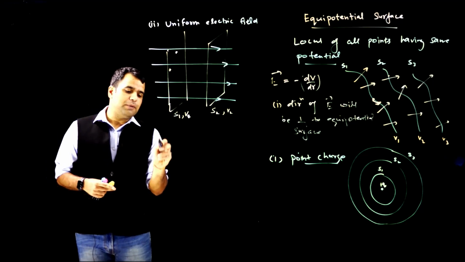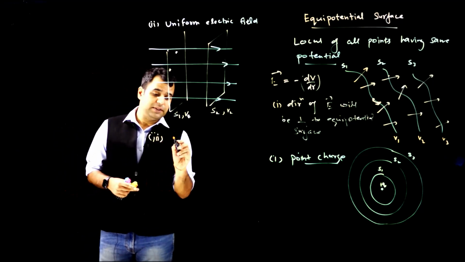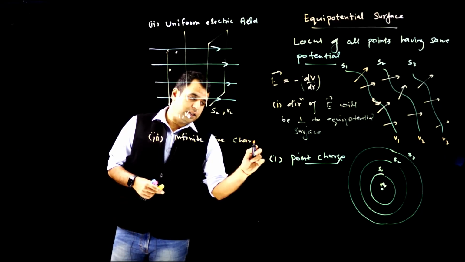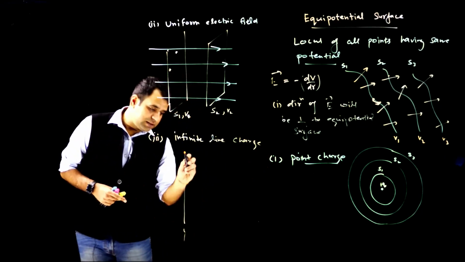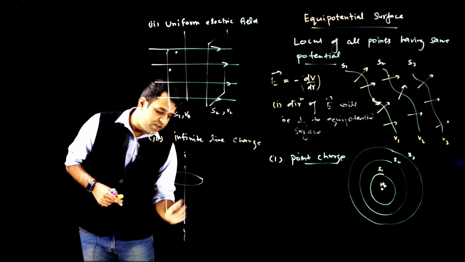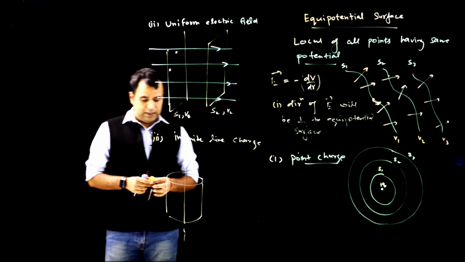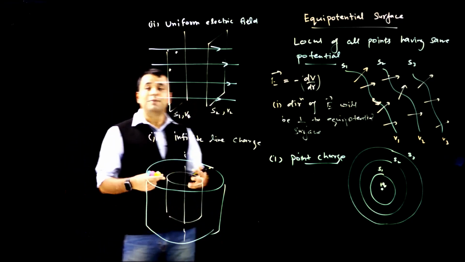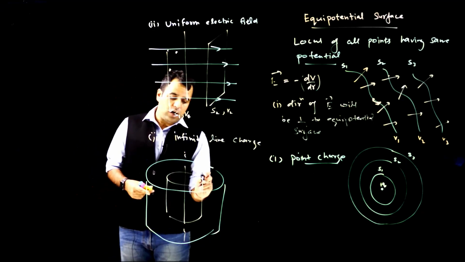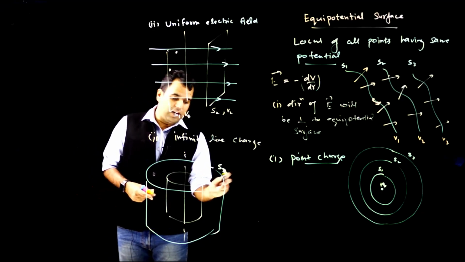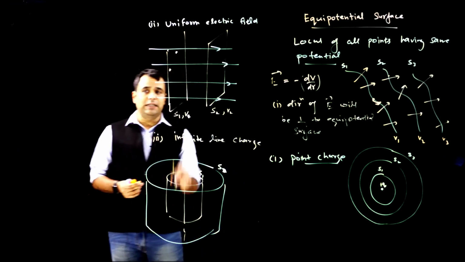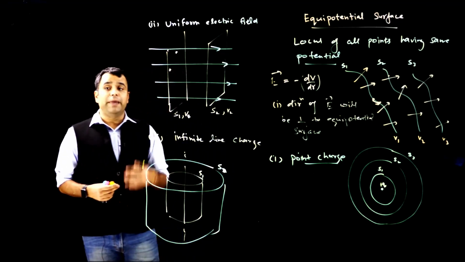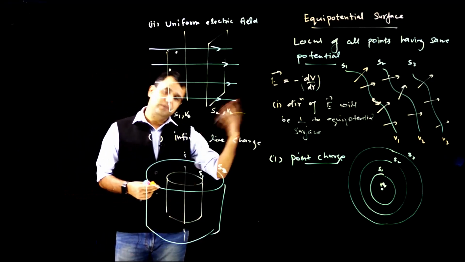Okay. Now, if we talk about the third case, the infinite line charge. If I'm having an infinite line charge, in that case the equipotential surface will be cylindrical in nature. There will be multiple cylinders, obviously, not just one, because there will be multiple equipotential surfaces. So if we draw the cylindrical surfaces for which the line charge is passing through the axis of those cylinders, all those cylindrical surfaces will form the equipotential surfaces. So this S1 as well as S2 as well as S3 will also come.